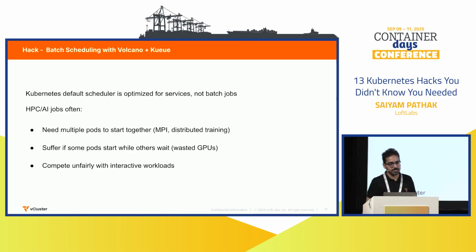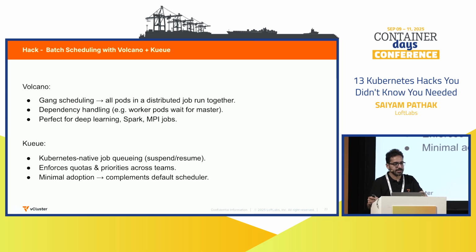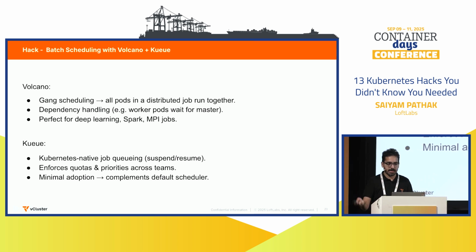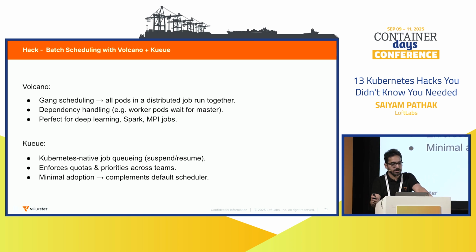And this is where you have something called Volcano. Volcano helps you with gang scheduling, so all pods in a distributed job run together. It makes sure it happens. It also handles dependencies, like worker pods waiting for the master, and it's perfect for ML and AI workloads.